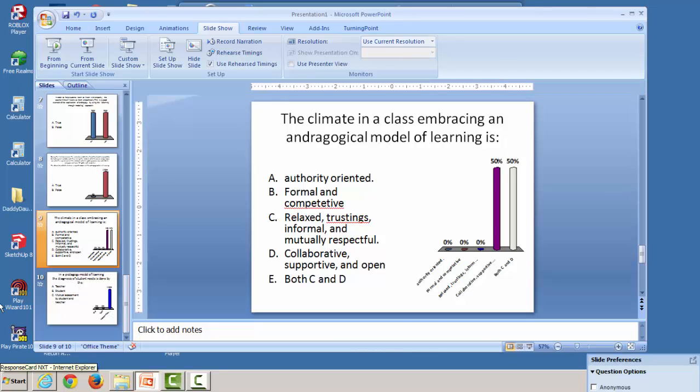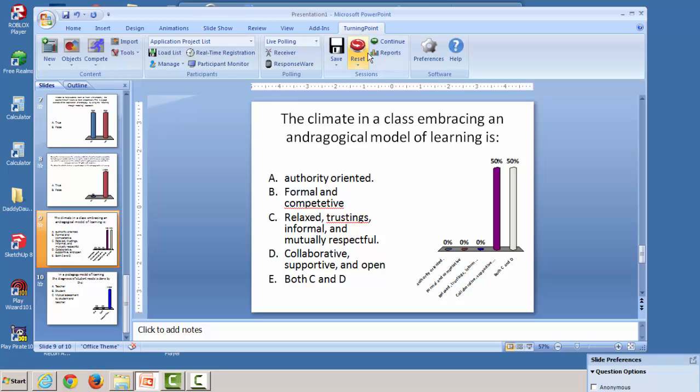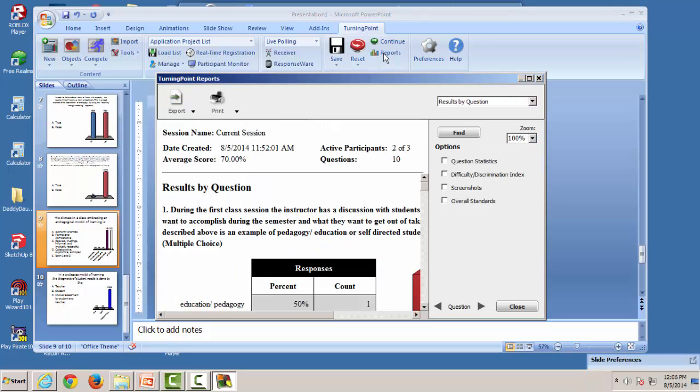Now the quiz is done. One of the great features about the Turning Point software that I really like is if you go to the Turning Point add-in on the PowerPoint, I can generate reports that allow me to take a look at the results of the quiz by question, for example. Maybe I want to see if there's a particular concept that most of the students are either getting right or getting wrong. Or I might want to look at the results by participant.